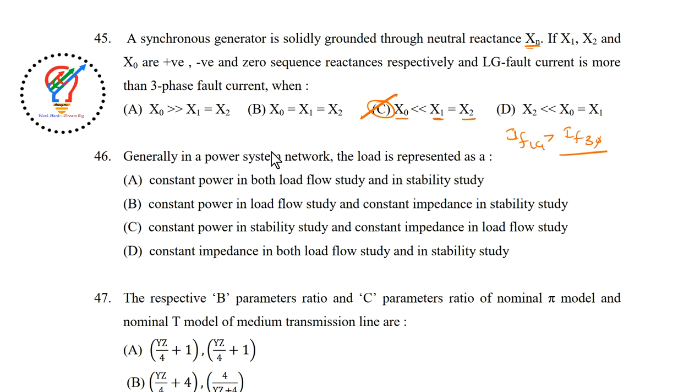Generally in a power system network, the load is represented as a constant power in case of load flow study and a constant impedance in case of stability study. So the answer will be B here.